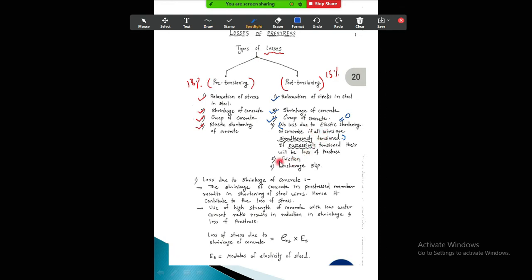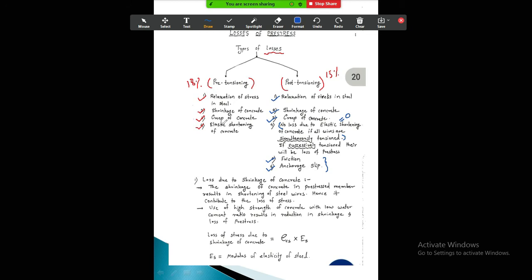Then the fifth loss is friction, the loss due to friction. And then the sixth is anchorage slip. So these two losses are the additional losses in the post-tensioning member as compared to the pre-tensioning member.